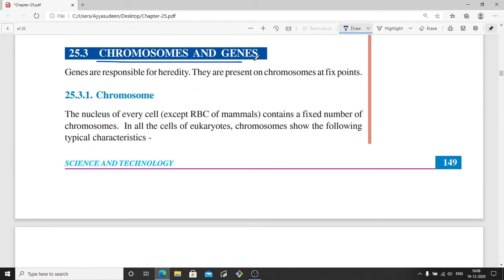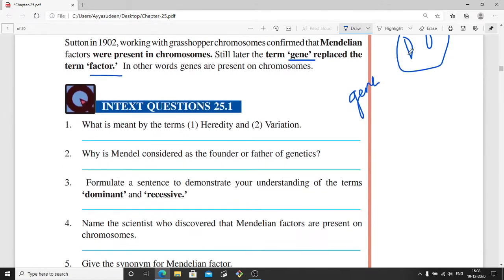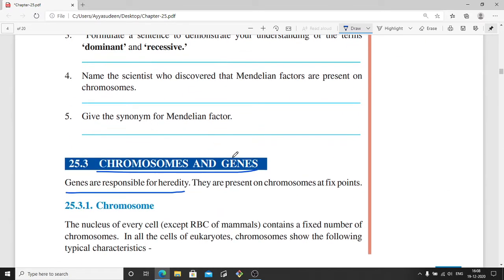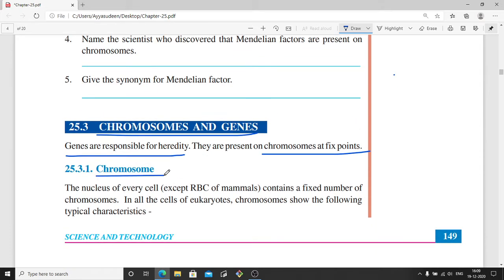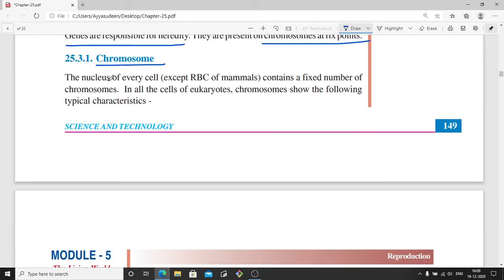So the next topic is chromosomes and genes. Genes are responsible for heredity, as we said with the factor here. So where are the genes present? They are present on the chromosomes at fixed points, not randomly. So what is a chromosome? You have the cell, and every cell has a nucleus, and it contains a fixed number of chromosomes. Every organism has a fixed number of chromosomes.